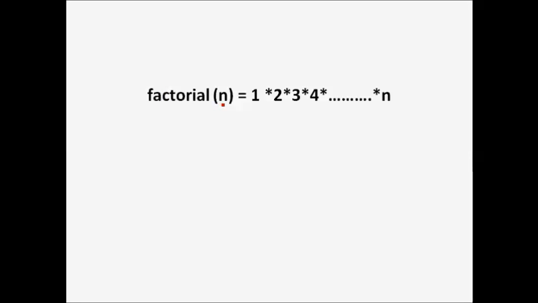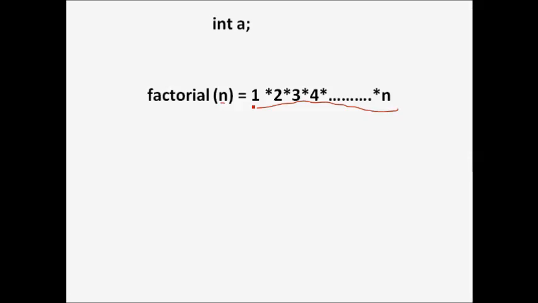Suppose there is a number n, then the factorial of n will be equal to 1 into 2 into 3 into 4 into 5 and so on up to n. So to find the factorial of a number n, we need to multiply all the numbers from 1 to n.